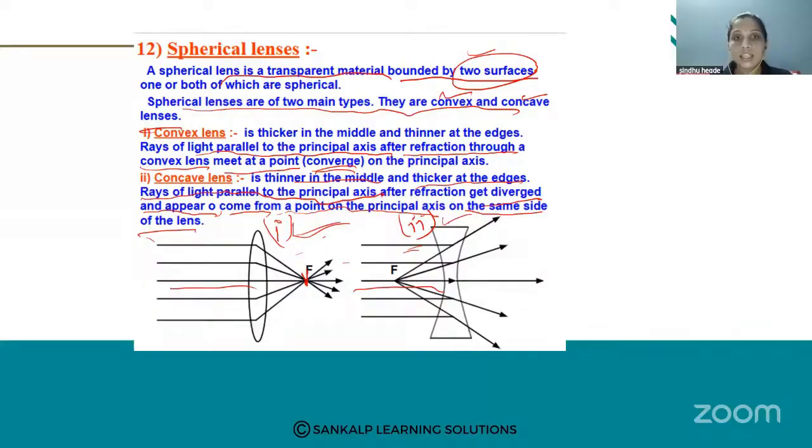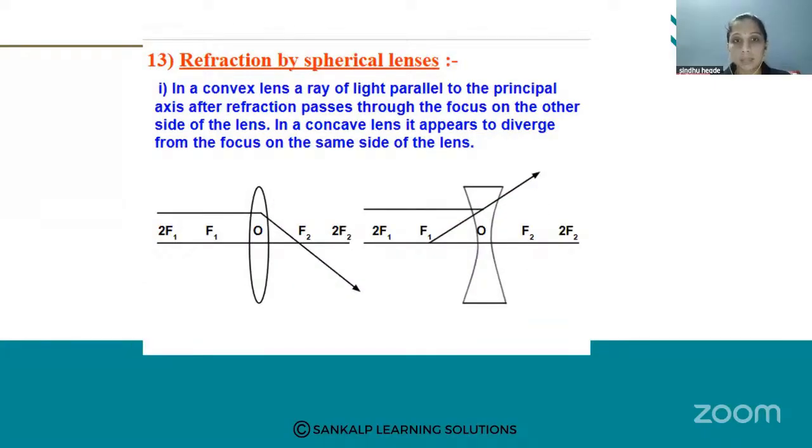Next one, how the refraction takes place by spherical lenses. How the refraction takes place in convex lens and concave lens. Let us see. First one, in a convex lens, a ray of light is parallel to the principal axis.